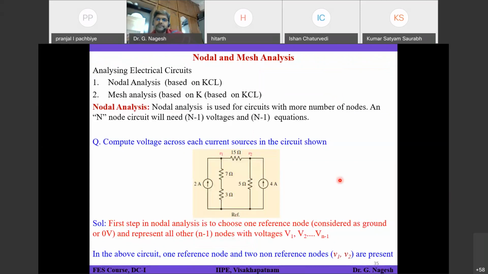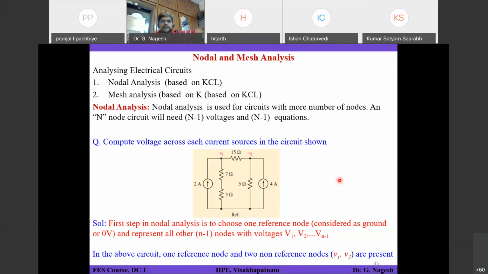So till now we have discussed KCL, KVL, resistance combination series and parallel, and voltage division and current division rule, and how to calculate the power absorbed or power delivered by different elements in a circuit. So these are different methods or analysis techniques that you have studied till now.